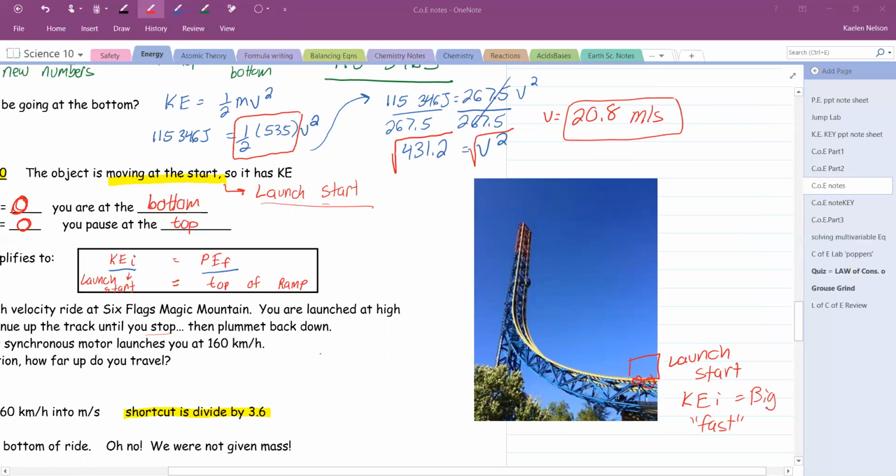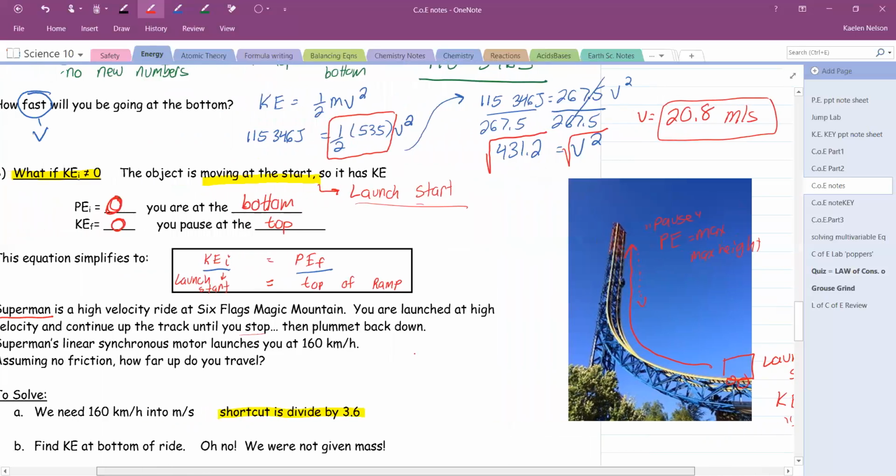You're going to get launched up your coaster like this. Somewhere up here, it runs out of energy. It's going to pause for just a second. Okay, so that is your potential energy maximum, which is also going to be your max height. That's probably what the question is going to have us solve for. And then you'll start to pull back down, fall back down on your own due to gravity. Okay, so how to solve any question like this?